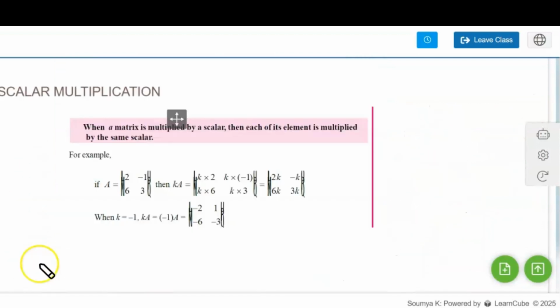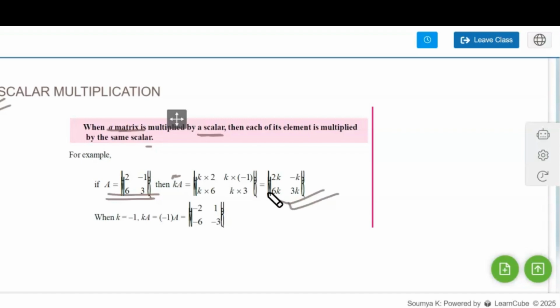Okay. So next one is scalar multiplication. When a matrix is multiplied by a scalar, each of the elements is multiplied by the same scalar. So consider this is the given matrix. K is the scalar here. So that K is getting multiplied with each of the elements. So it becomes 2K, minus 1K, 6K, 3K. That will be the solution.